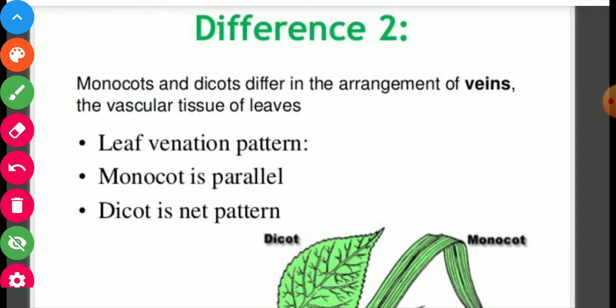Difference number 2, leaf venation pattern. By examining the leaf, you can say whether the plant is dicot or monocot. See the venation: reticulate venation and parallel venation. If the plant has reticulate venation like this, that is dicot, and if it has parallel venation, that is monocot. So this is also a difference in the leaf structure.